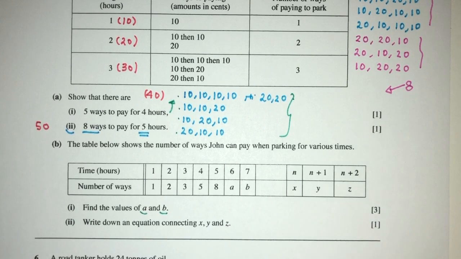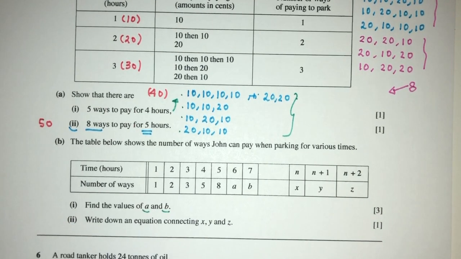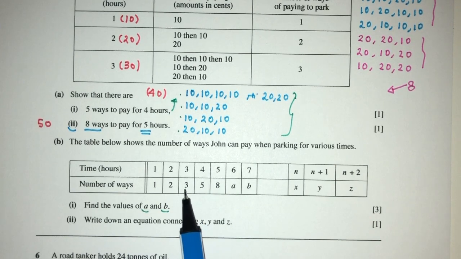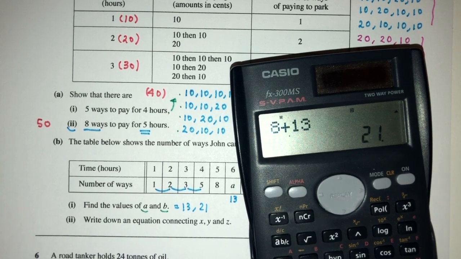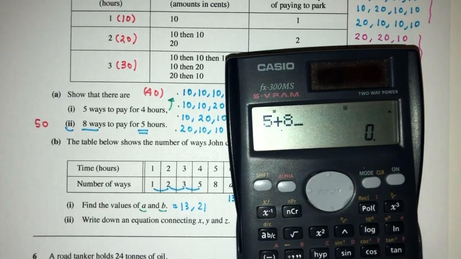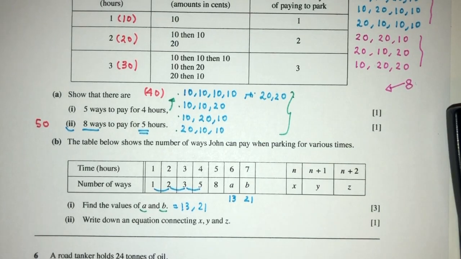Okay, A and B. By observation, what's happening is that this value here is the sum of the previous two values, right? 1 plus 2 is 3. Now, this one is 2 plus 3 is 5. 3 plus 5 is 8. 5 plus 8 is 13. 8 plus 13 is 21. So there you go. The values of A and B are 13 and 21 respectively. So check, that is right. So 5 plus 8 is 13. So that's the main idea behind this question.